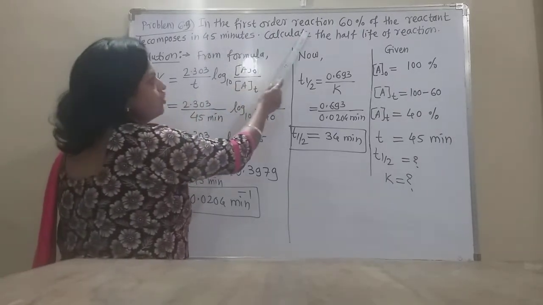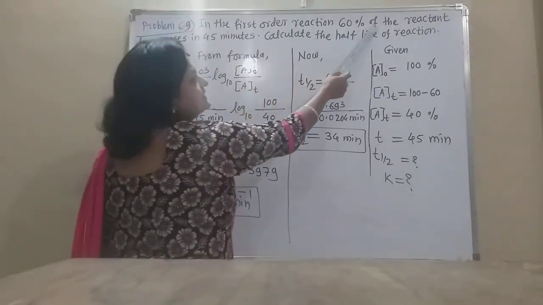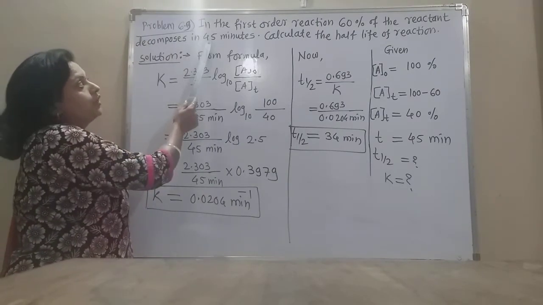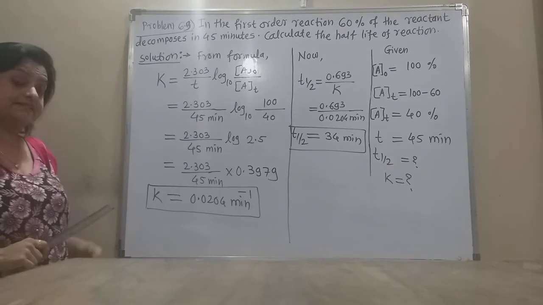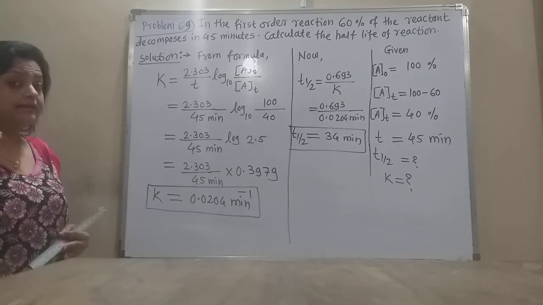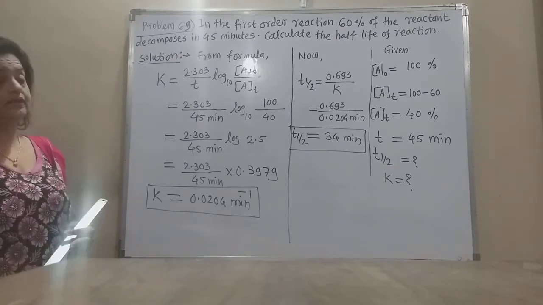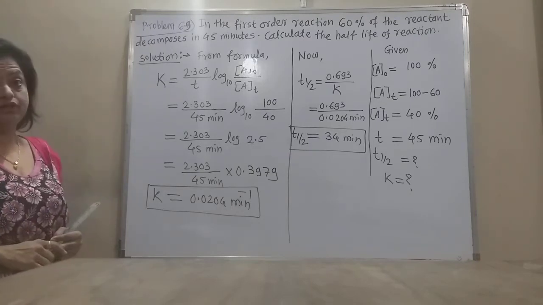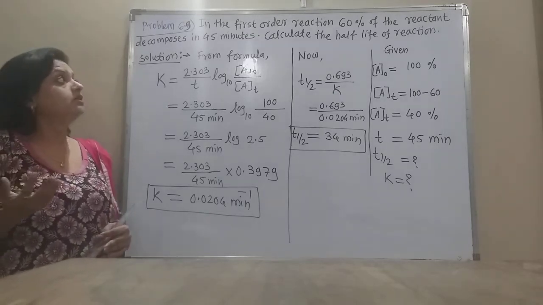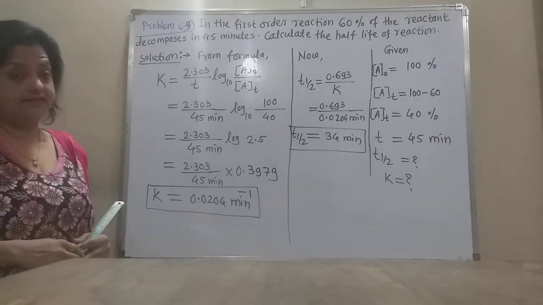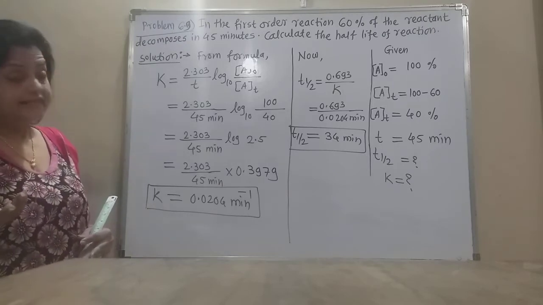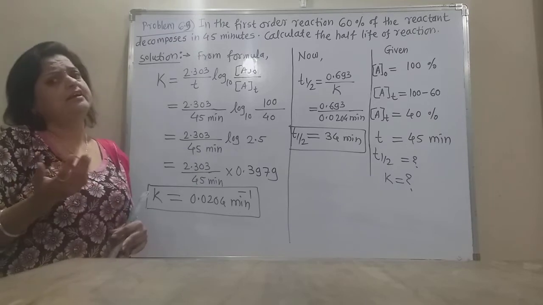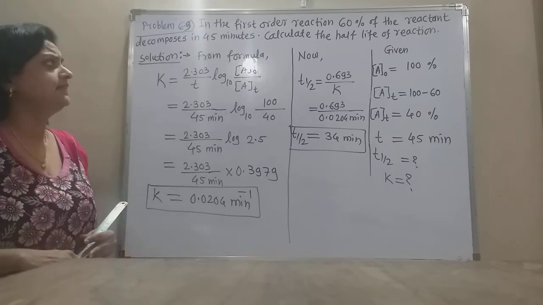In the first order reaction, 60% of the reactant decomposes in 45 minutes. That means 60% of the reactant is used, that is it gets decomposed or consumed. Suppose initially the reactant is 100%. Out of that, 60% of the reactant gets decomposed. So how much reactant remains? 100 minus 60, that is equal to 40%.